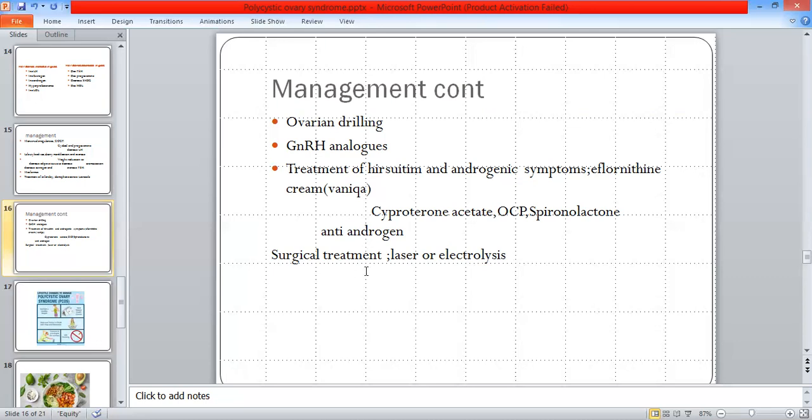And the last treatment is surgical treatment, mostly for hirsutism, and laser and electrolysis are used. Patients use laser and electrolysis as surgical treatment for hirsutism. The treatment of hirsutism is prolonged. In other words, the PCO treatment is prolonged. A patient needs at least 6 to 9 months of treatment to have improvement in their clinical features.